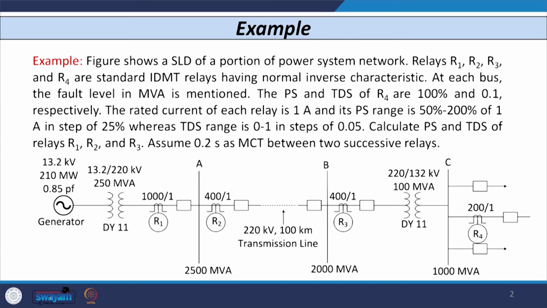Now, with this background, whatever example we have solved is for the phase over current relays. Now let us solve another example which is based on the ground relays, because ground relays, as I told you earlier, are connected in the residual circuit. So, let us consider this example for the ground relays.